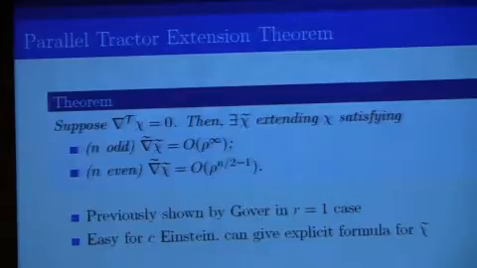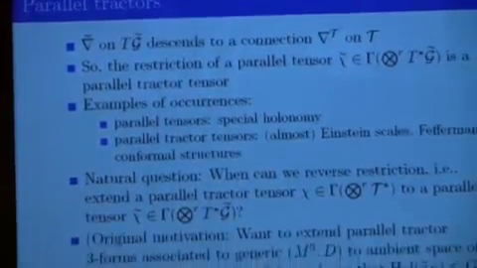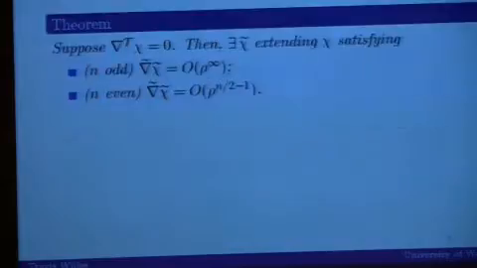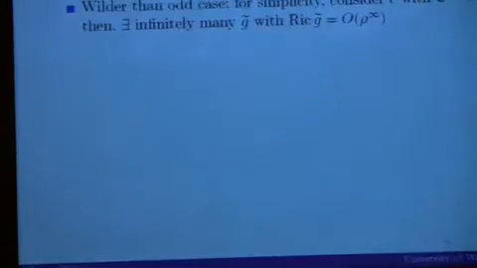So R is, again, this is one of those disadvantages of not having a blackboard. It's just code for the rank of the tensor. And again, Gover's method here was actually very different from ours.